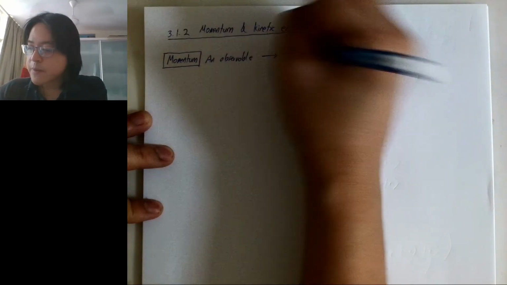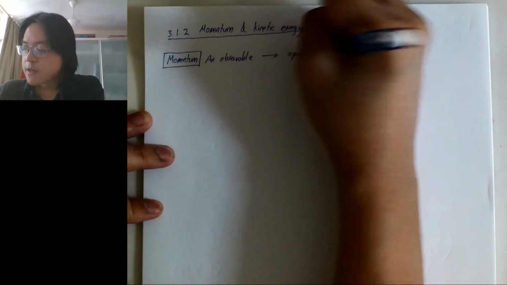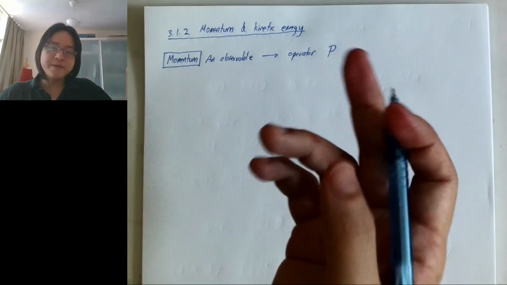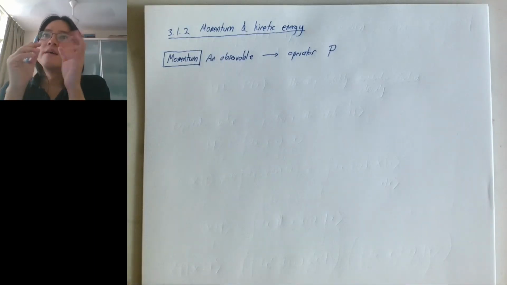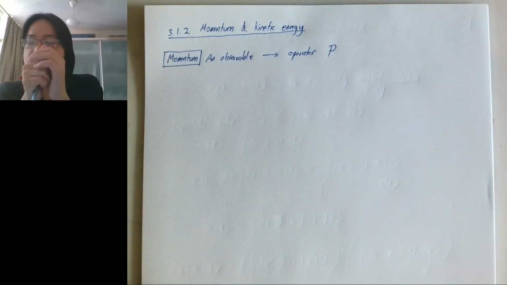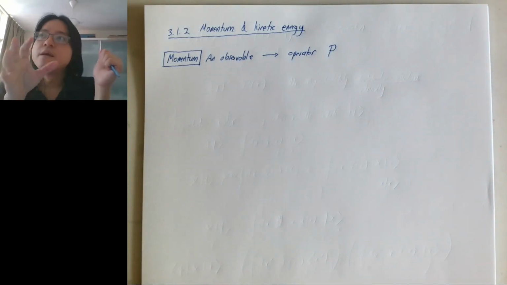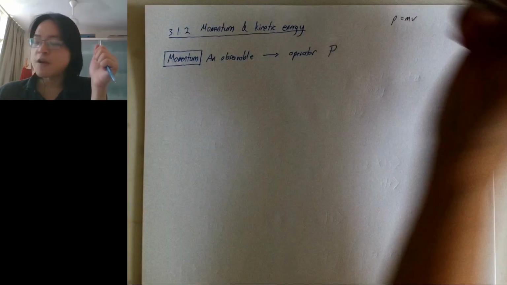So we expect it to have an operator. Okay, so I'm going to call this Hermitian operator for this observable P, a natural name. And how do we describe the momentum of a particle using the quantum state? Because in Newtonian mechanics, P is mass times velocity.